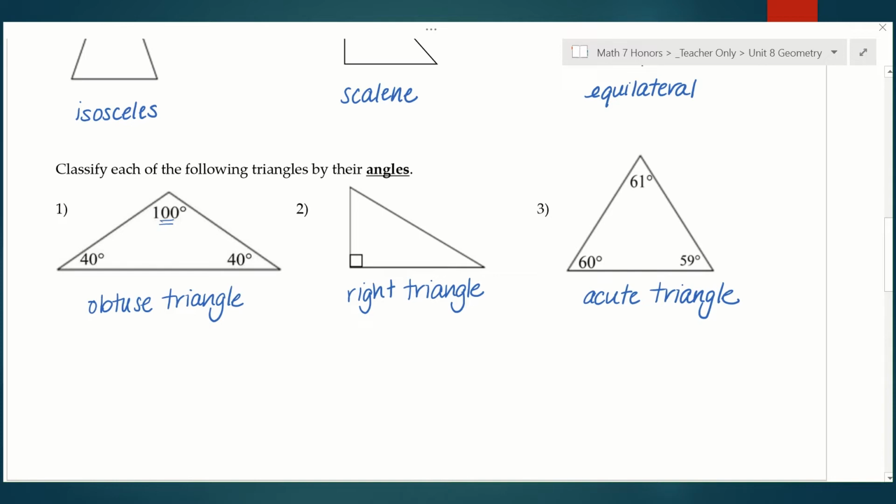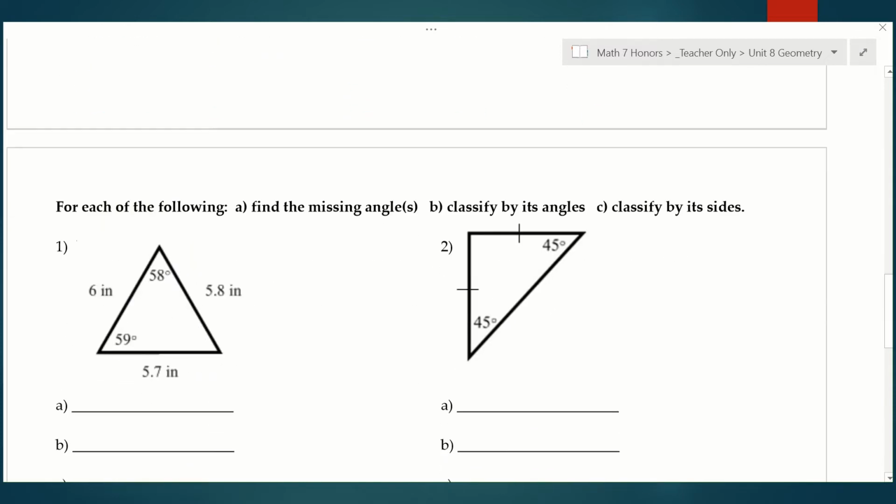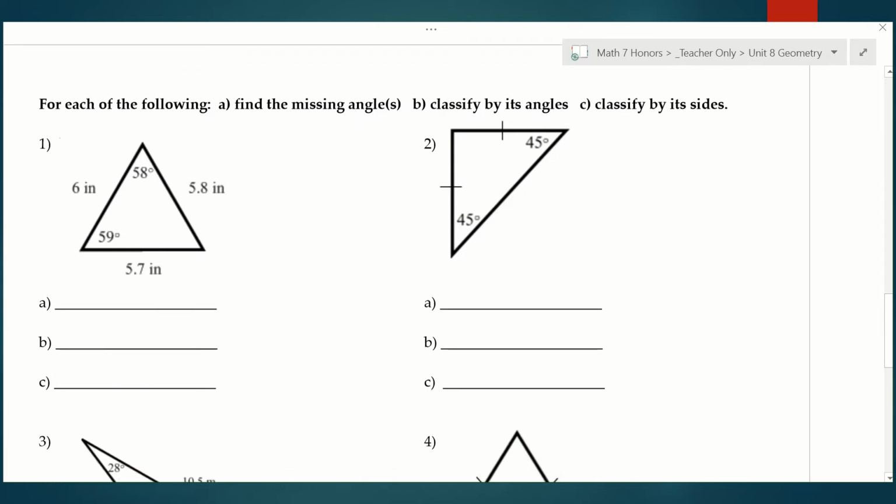So now let's turn it to the back here, and let's do some practice with first finding the missing angle in each of the triangles, and then classifying again by its angles and by its sides. So I had mentioned earlier that triangles' angles always add up to be 180 degrees.